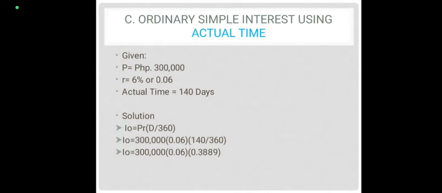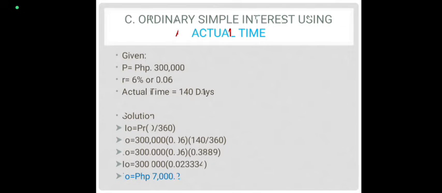So first we need to compute this one. So we have this 0.3889. So next we need to multiply this part. We have 0.023334. So next we need to multiply this one. So just keep on multiplying. So we get our ordinary simple interest using actual time, 7,000.2. So this is our answer.